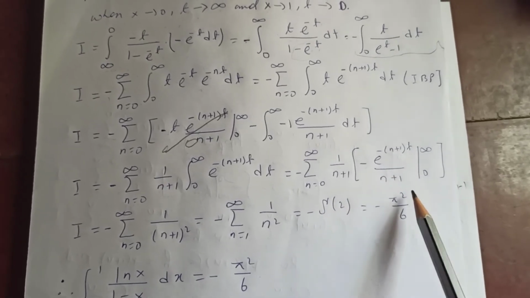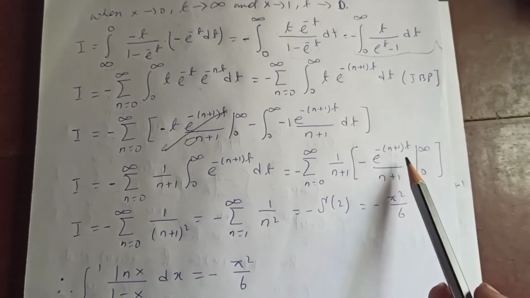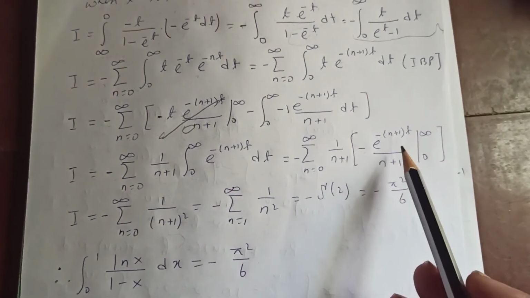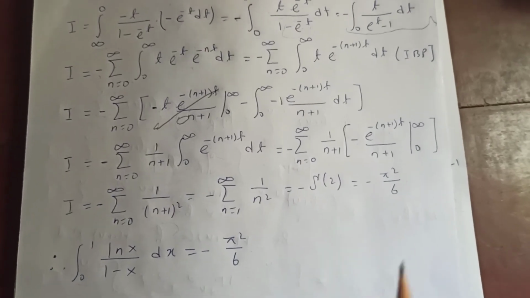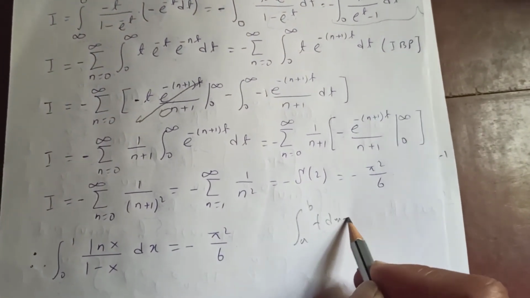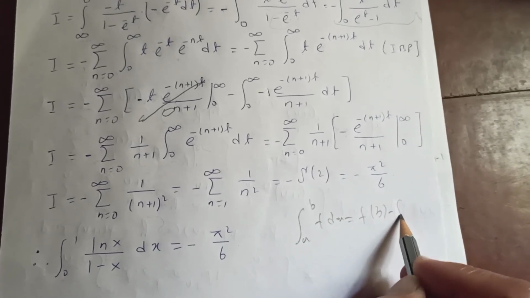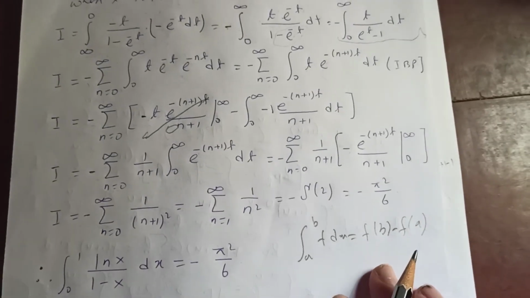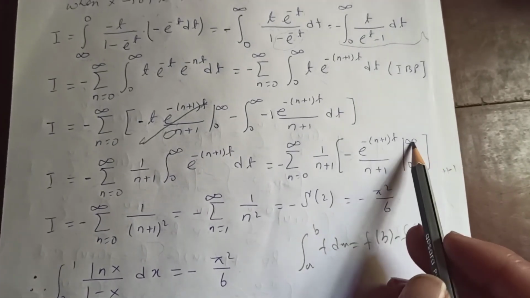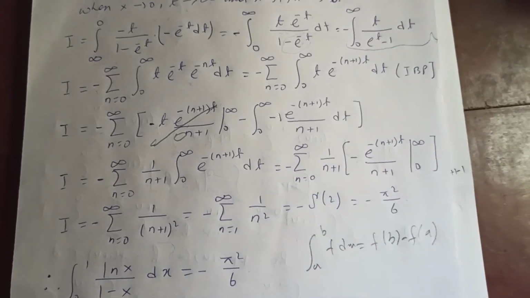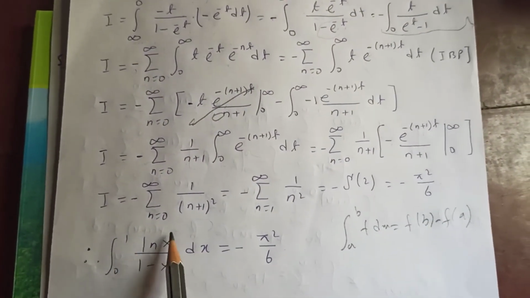Okay, plus, right? Sorry, plus. So e to the 0 is 1. So you get 1 over (n plus 1) whole square, right? I mean that the integral of f dx is f of b minus f of a. That is the fundamental theorem of integral calculus, right? This one will be first minus this, and this minus and this minus will be plus, right? So 1 over (n plus 1) whole square.